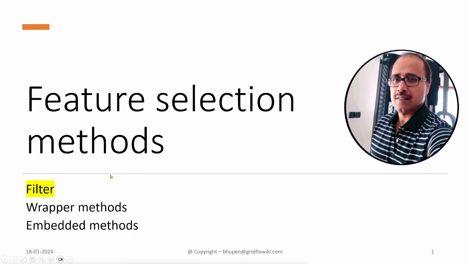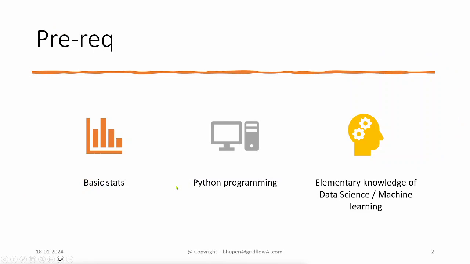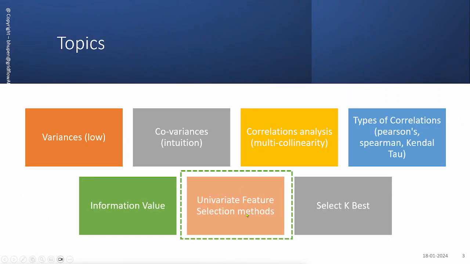In this video, I'm going to cover one of the methods under the filter category, essentially univariate feature selection methods. In the previous video, we looked at the t-test as one of the methods to conduct univariate feature selection. In this video, I'll show you one more method called the ANOVA method.